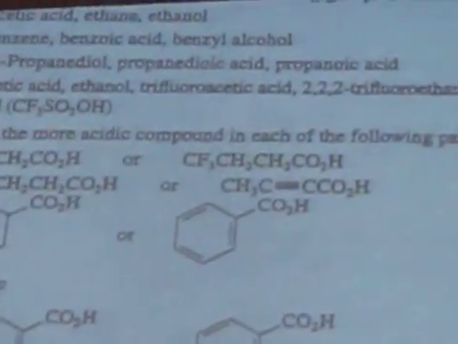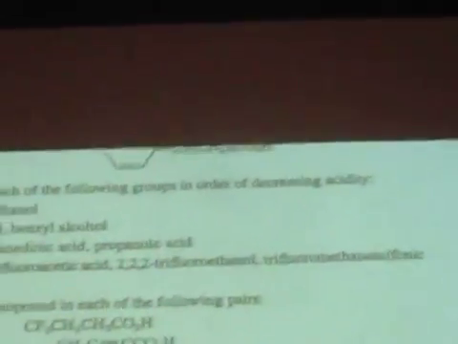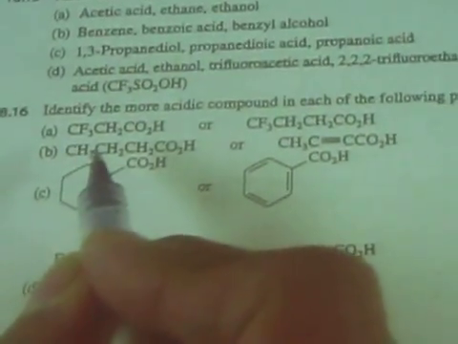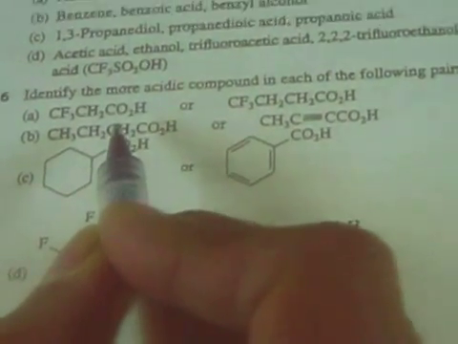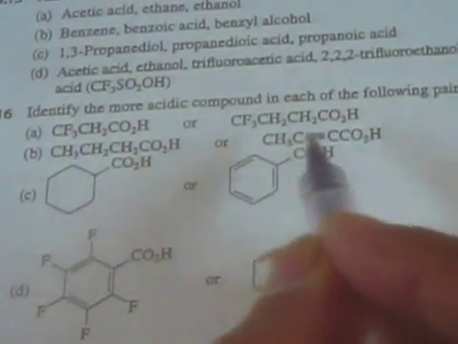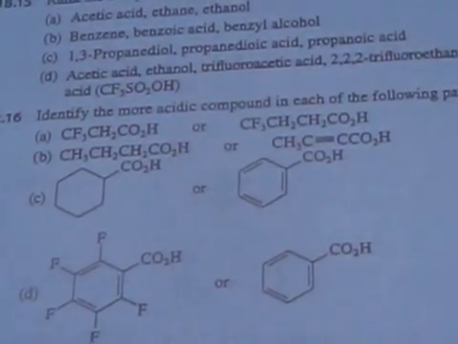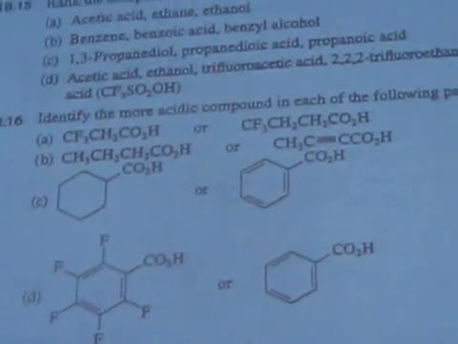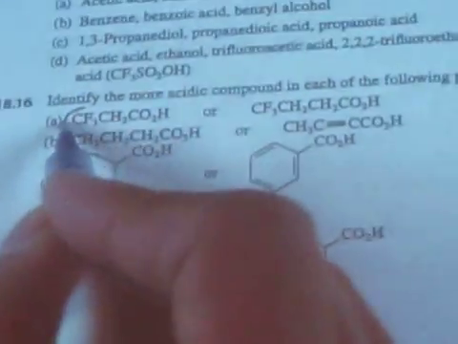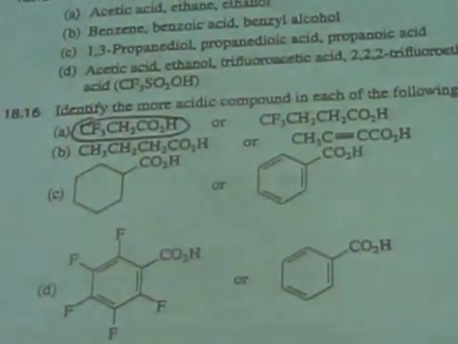Try a couple of them. This is the one we kind of discussed today, where you identify the more acidic compound between the two. A is asking you about CH3CH2CO2H versus CF3 with two CH2s. The CF3 is farther away, and therefore will have less influence on stabilizing. Therefore, this is the stronger acid.